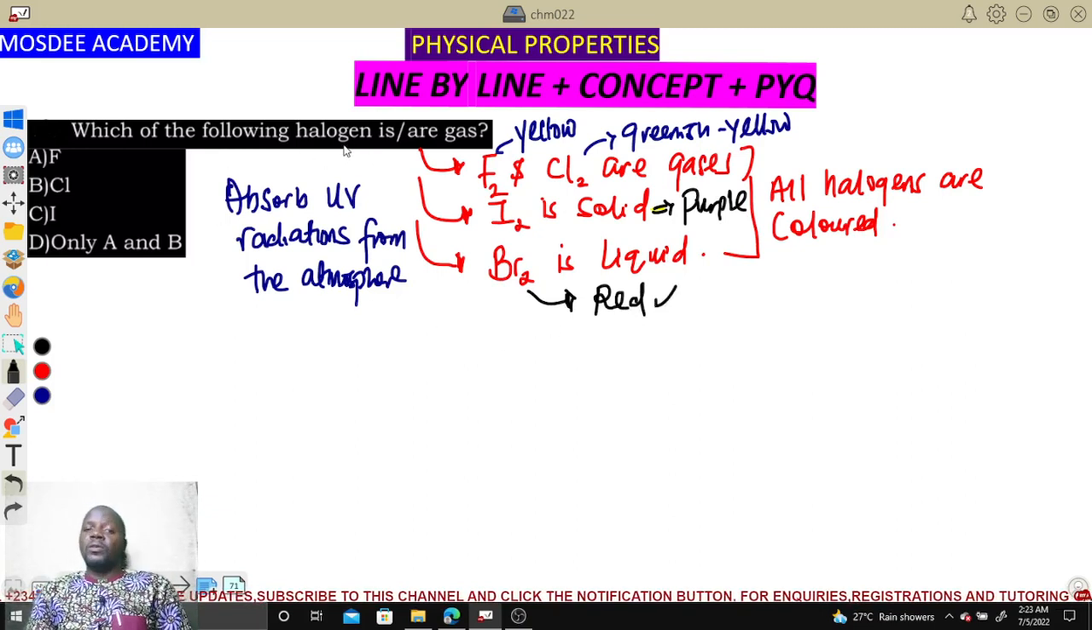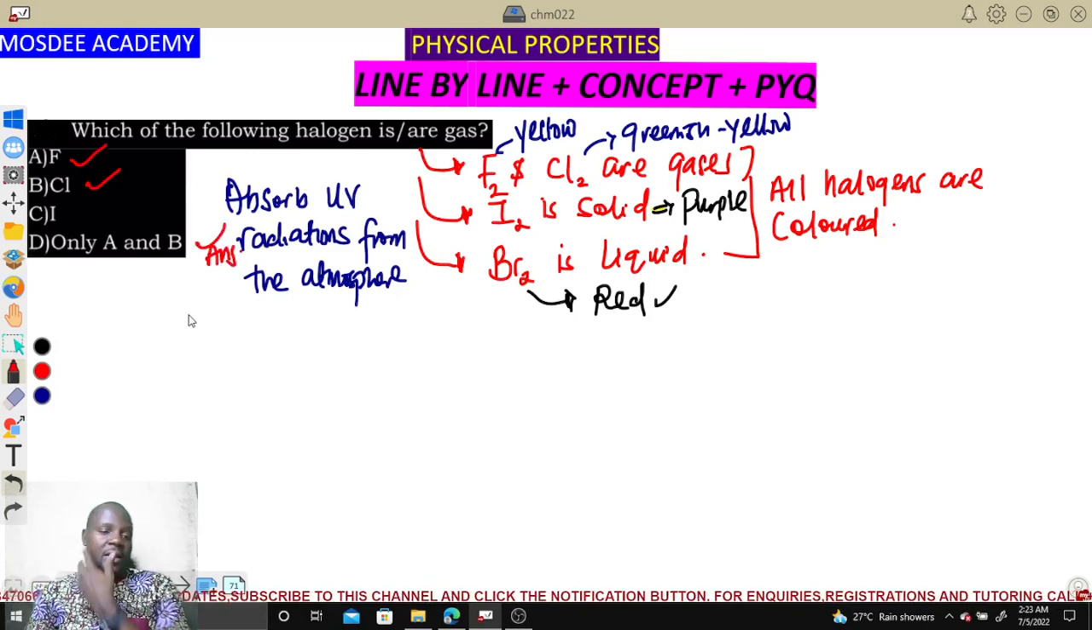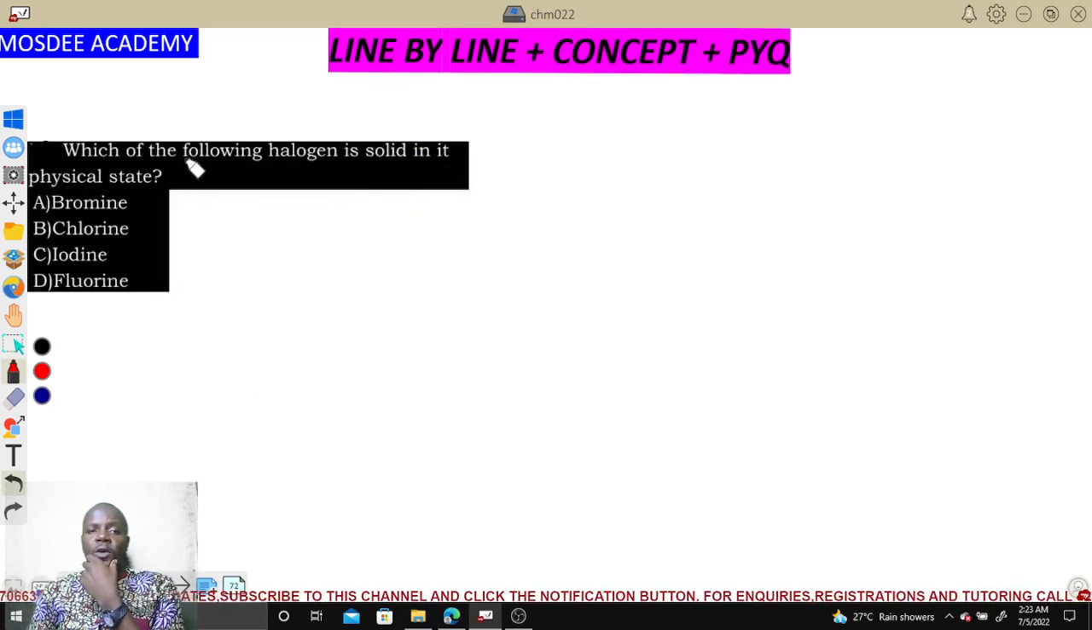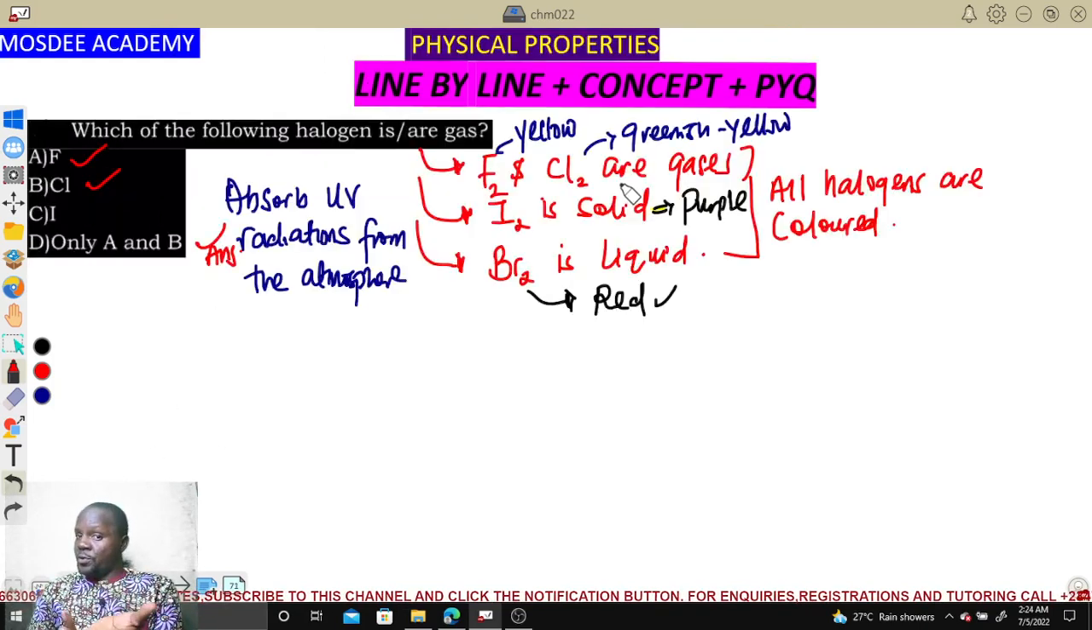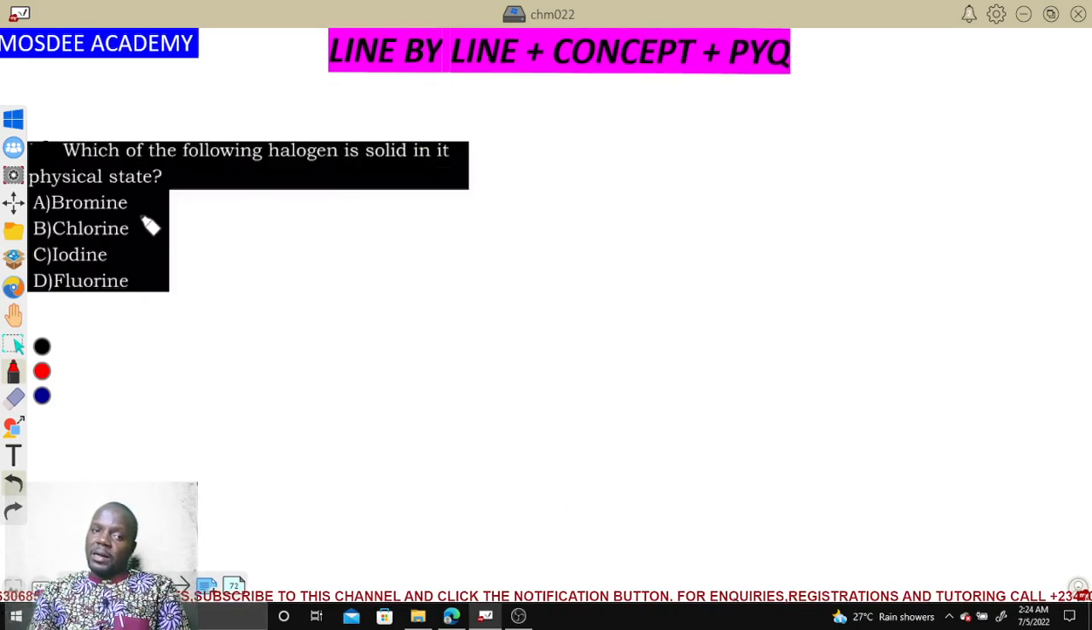Which of the following halogens are all gases? Fluorine and chlorine are gases, and because the two are gases, we pick option D. Please note that. The next question: which of the following halogens is solid in its physical state? We talked about that just now. I2 is solid, and that is why I'm going to pick iodine as being solid. That's the answer. The next one.